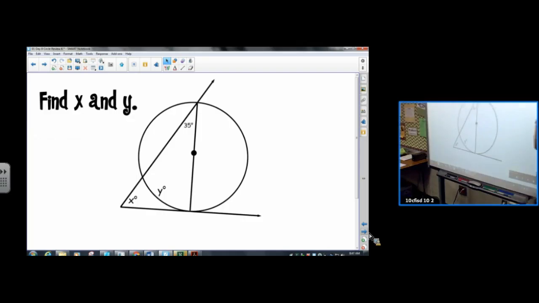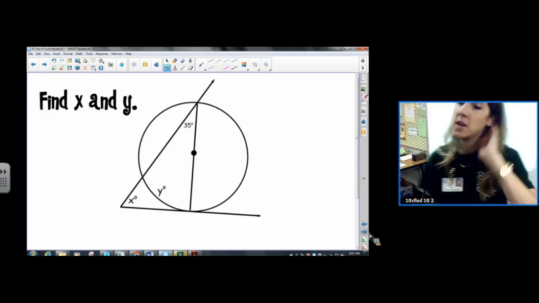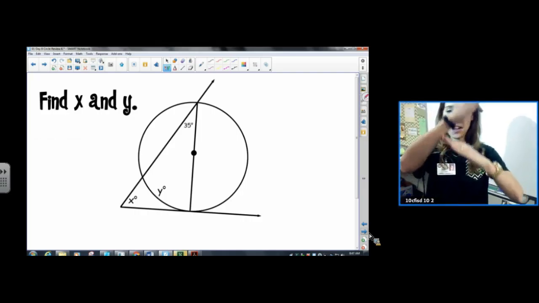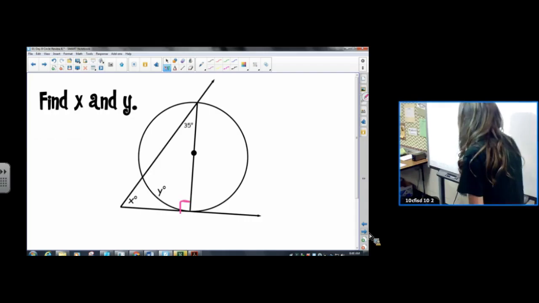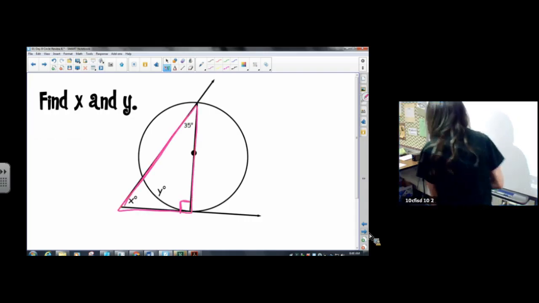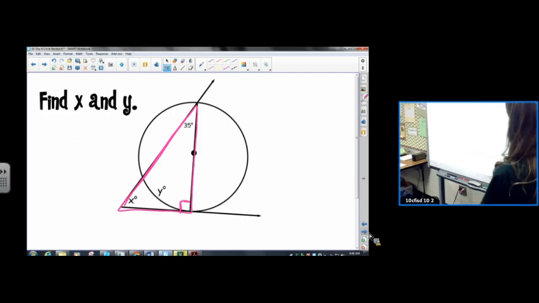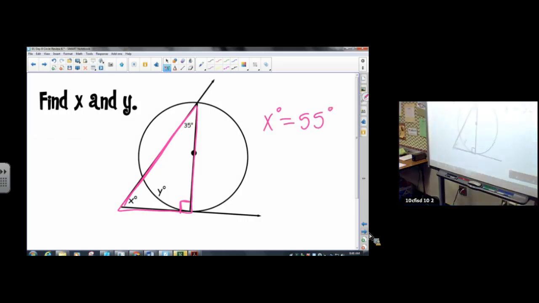All right, there's a few ways to look at this problem. Some people looked at this and they remembered our theorem. When a radius meets a tangent line, you get a right angle. So they put a right angle here. And then to find x, they use this triangle right here. Add up the angles 35 and 90 and subtract them from 180, or just subtract 35 from 90. That's one way to get x.